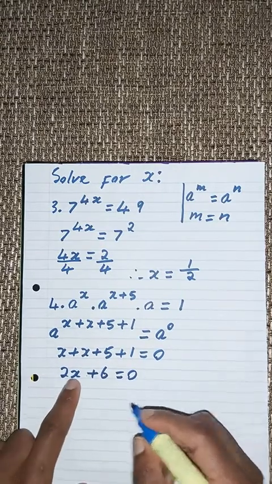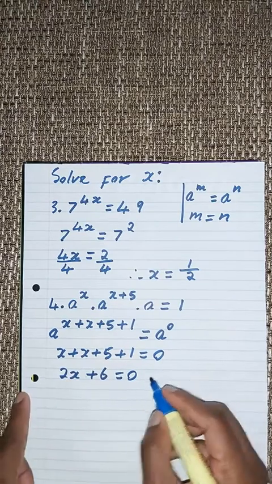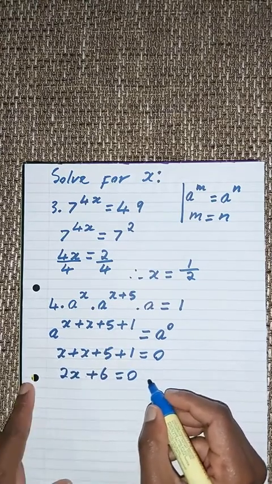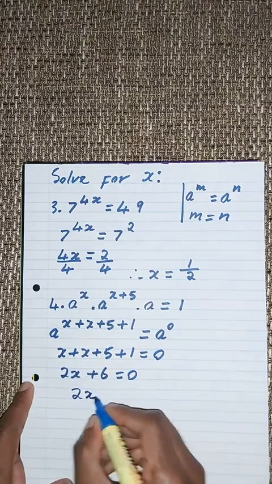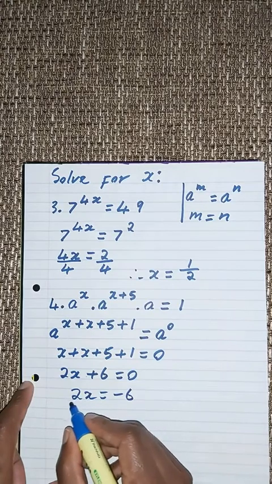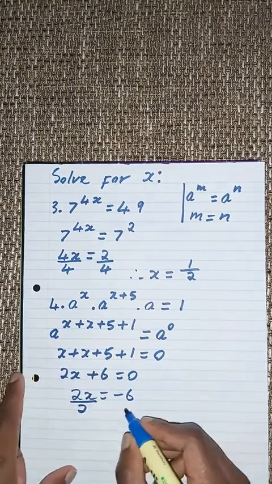We want to solve for x. So we take this 6 to the side, and since it's positive on the left, when it goes to the right, it will be negative. So we will have 2x is equal to negative 6. And then we will divide by 2 on both sides because we only want to remain with x alone, right?